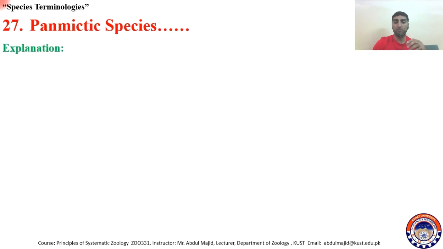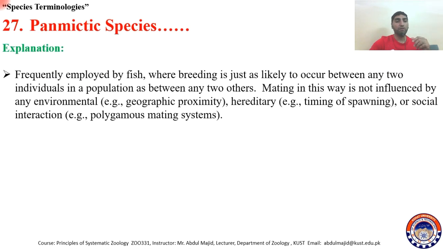So that is a little bit of explanation of Panmictic species. Frequently this term is employed for fish, where breeding is just as likely to occur between any two individuals in a population as between any two others. So there will be no influence.